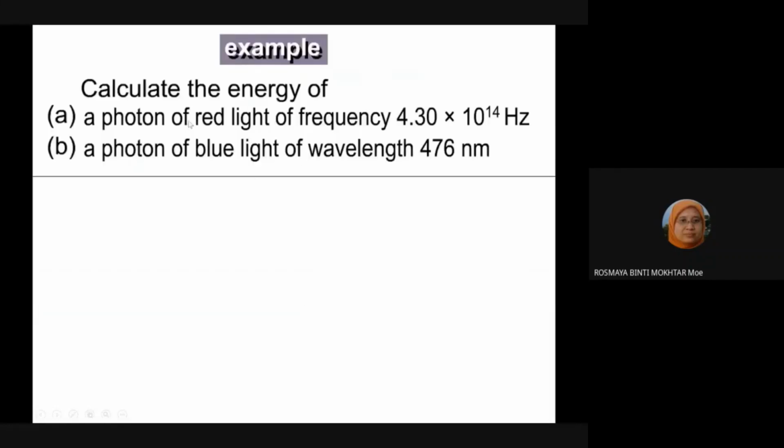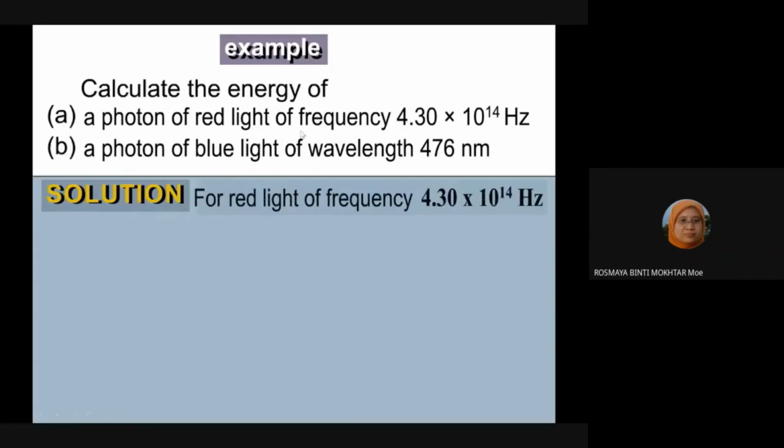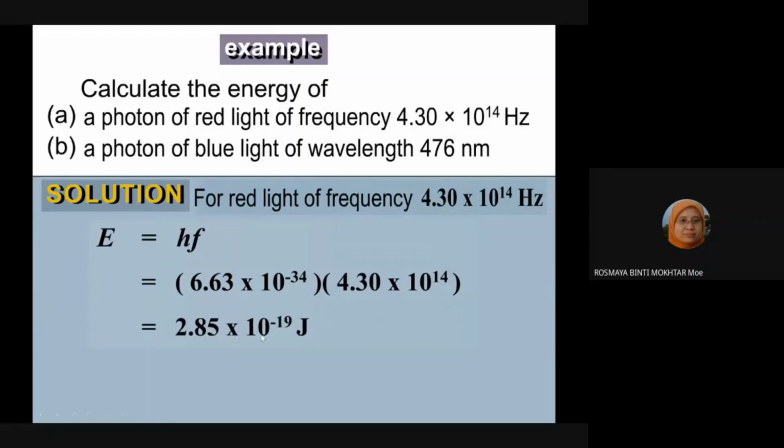Okay, example, we try this. Calculate the energy of a photon of red light of frequency 4.30 times 10 to the power 14 Hz, and also calculate the energy of a photon of blue light of wavelength 476 nanometer. Okay, for the red light, the frequency is given. So the energy is E equals hf. Since the frequency is given, we can use this equation directly. We substitute the value of h and the frequency. So the answer is 2.85 times 10 to the power negative 19 joule.